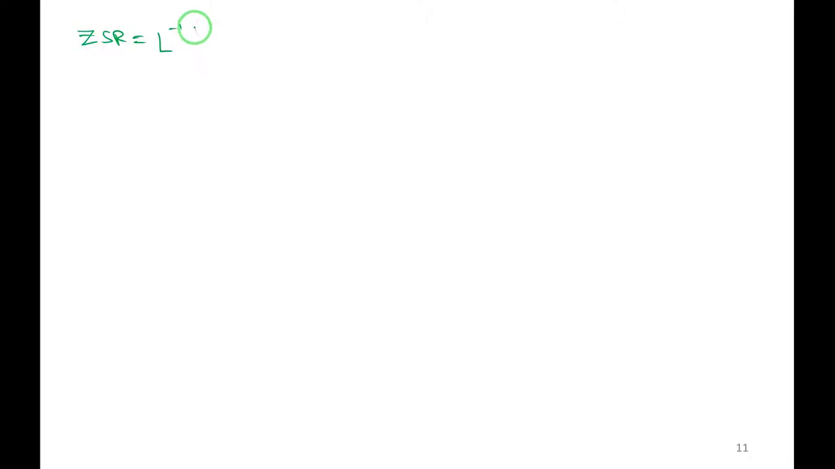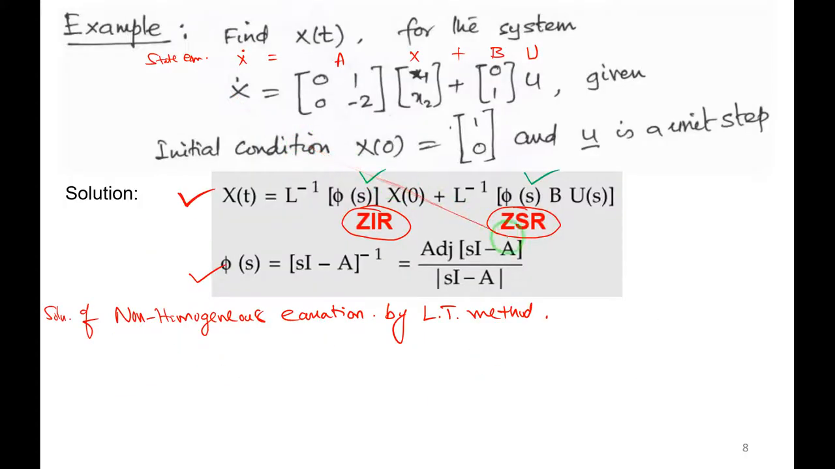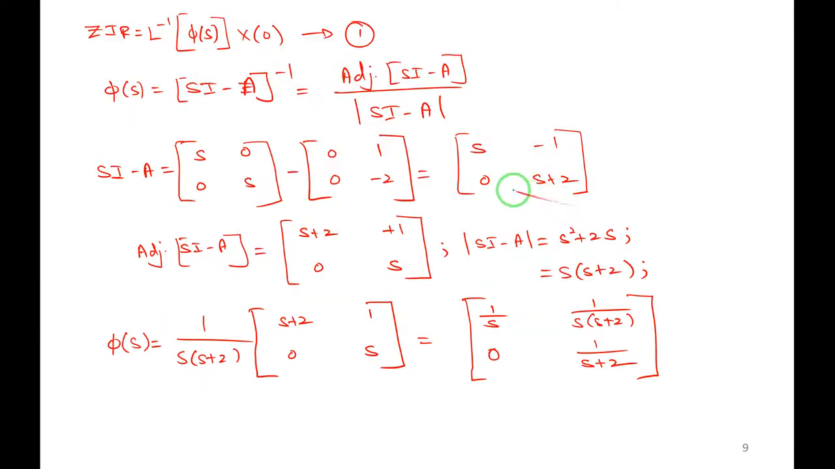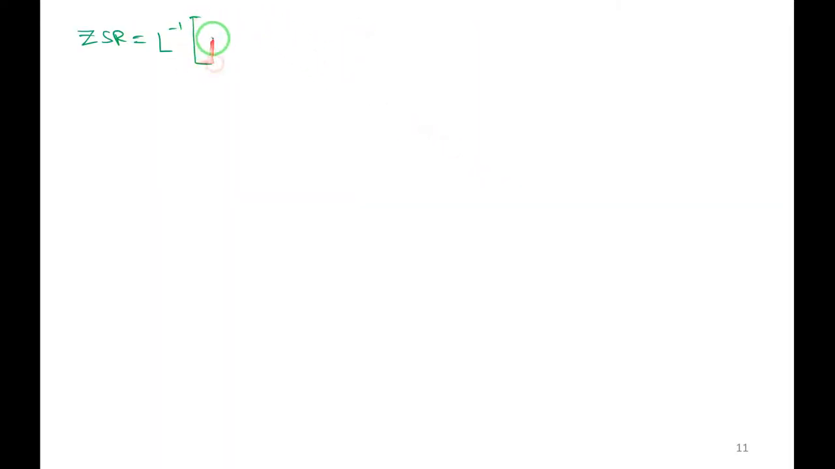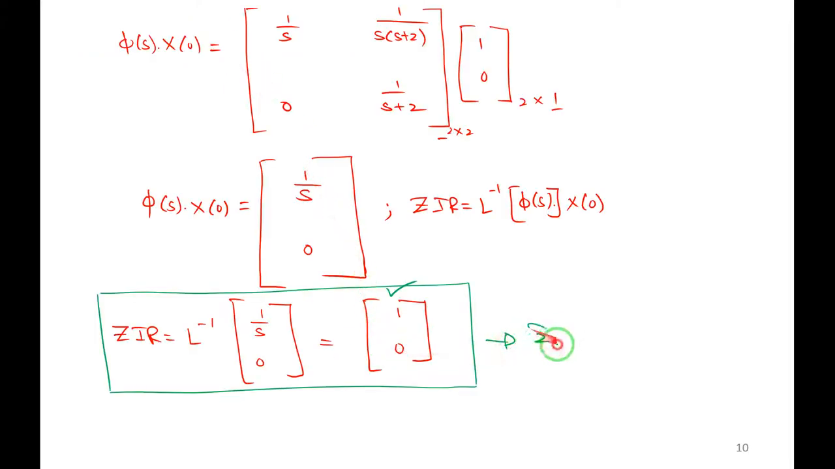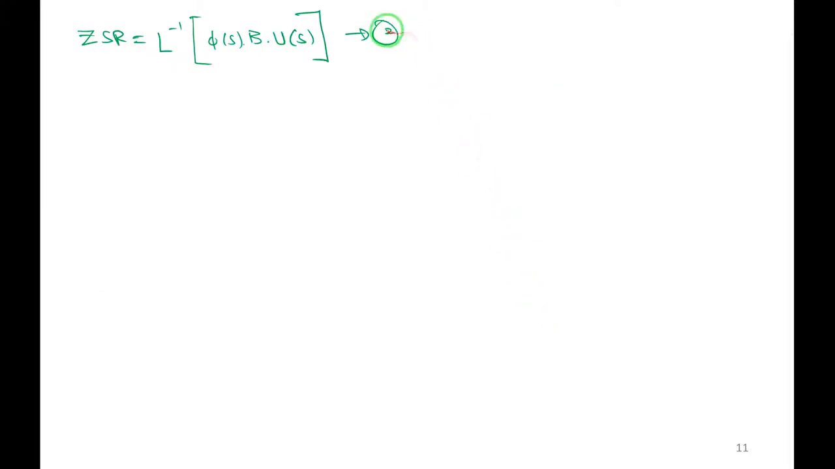Laplace inverse of phi of s b u of s. Okay, let me call this equation 2, then call this 3, right? First we will obtain phi of s into b, then we will multiply with u of s. So phi of s into b, matrix b.